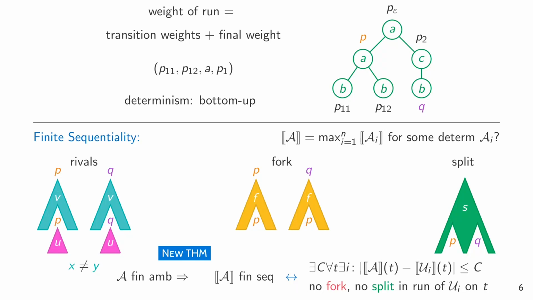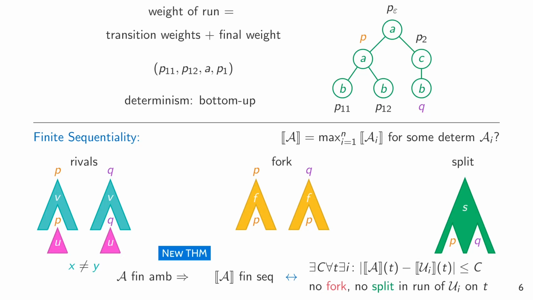The behavior of our finitely ambiguous max plus tree automaton is finitely sequential if and only if this condition on the right is satisfied. And this condition looks very much like the one we had for words. So there must exist a constant, a bound C, such that for every tree there exists an index i, such that one of these unambiguous automata assigns a weight to this tree which is close to the weight which A assigns to this tree. And close here means that the difference is not greater than this bound C.